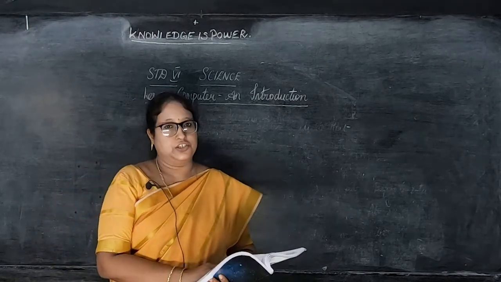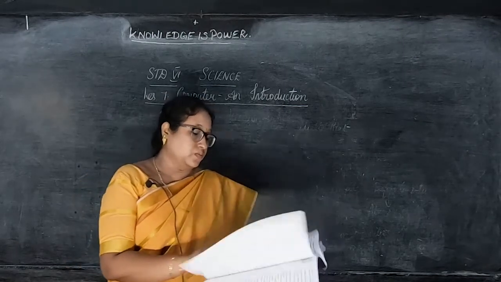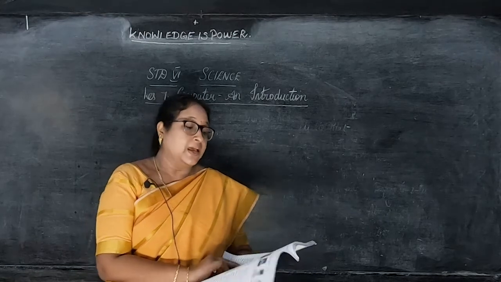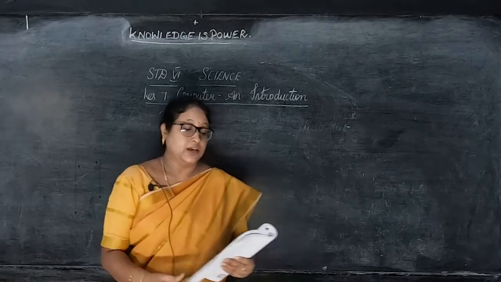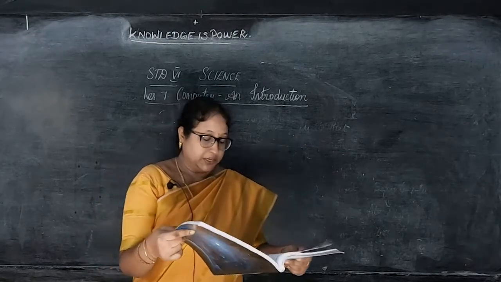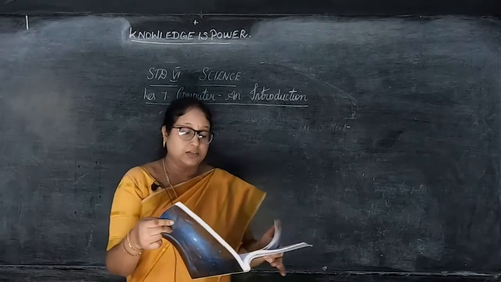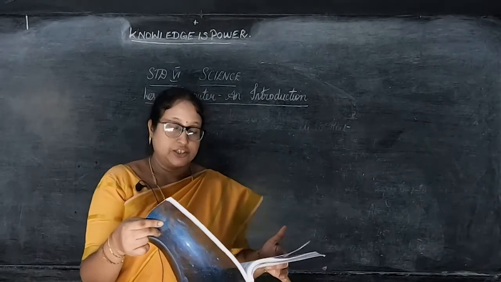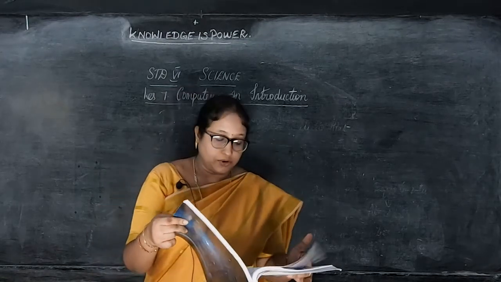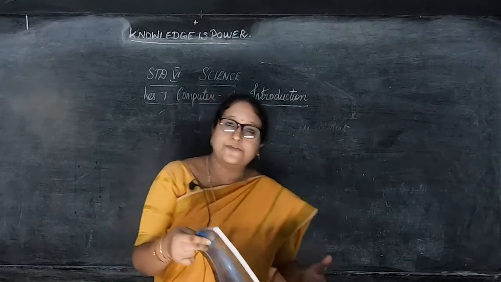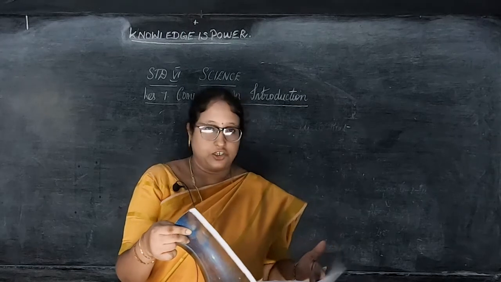So, in the previous class, we were seeing about the computers and the five generations. Now I am going to continue the lesson, children. Those who have the book, take page 104. In the last class, we saw the five generations: first generation, vacuum tube; second generation, transistor; third generation, integrated circuit; fourth generation, microprocessor; and the fifth generation, artificial intelligence.